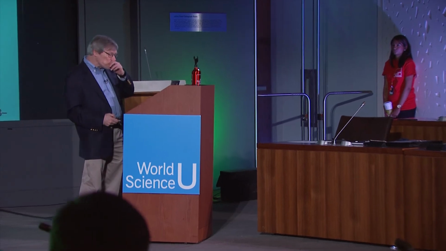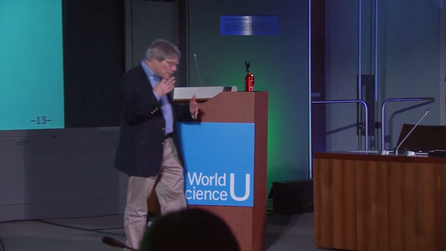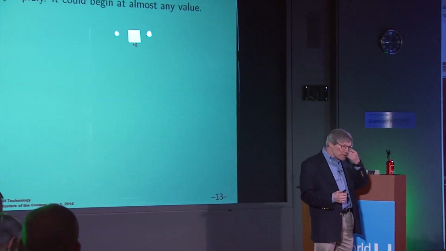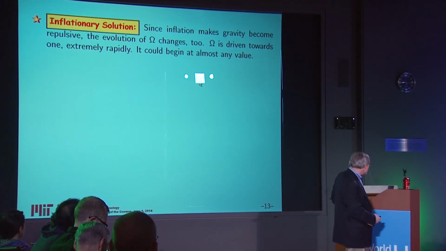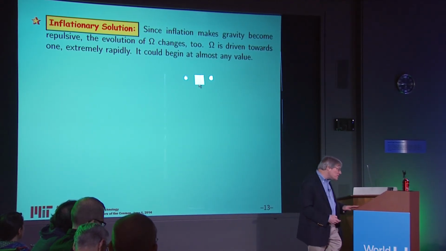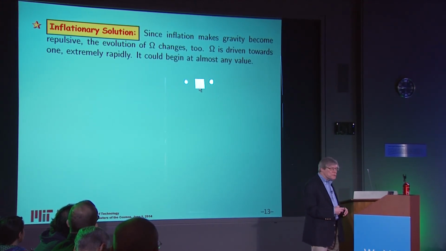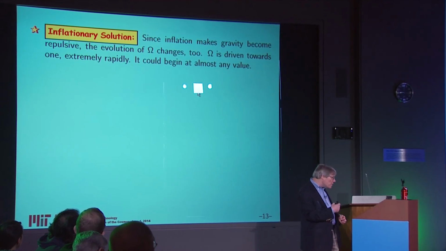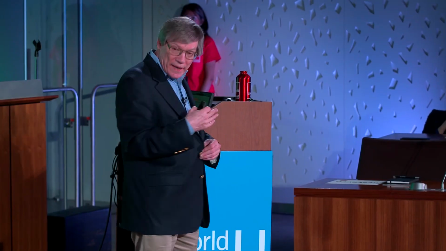The inflationary solution comes about because inflation changes the whole description of the expansion of the universe. Instead of the expansion slowing down, the expansion is speeded up by inflation, so signs of equations in key places are changed. And in fact, inflation drives omega to 1, and it drives omega to 1 incredibly rapidly. It drives omega to 1 exponentially.